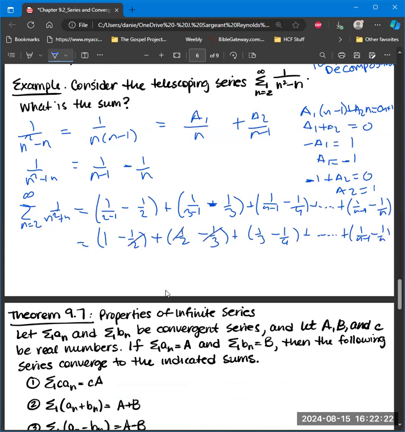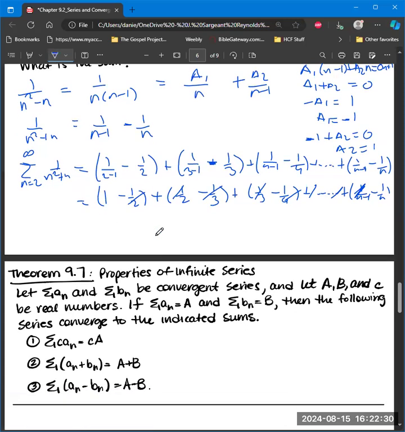And this zeros with that, and that zeros with the 1 over 4 that's there. And this will zero with the negative 1 over n minus 1 that's there. Now I'm going to get that this S is equal to the limit as n goes to infinity of 1 minus 1 over n. And so that's going to be equal to 1 minus 0, which is 1. I can tell you that it converges, and I can also tell you what it converges to. It converges to 1.